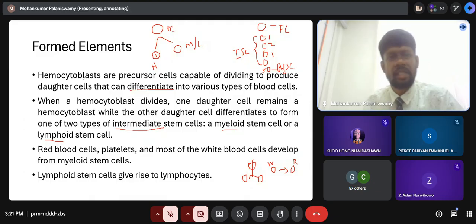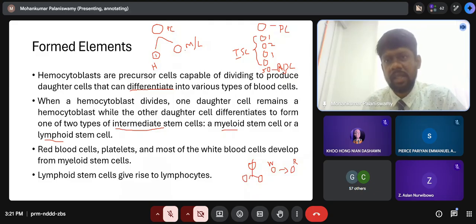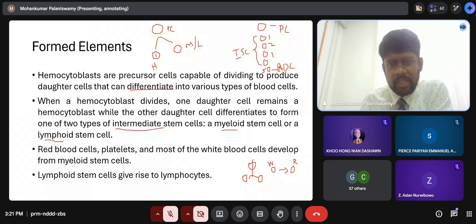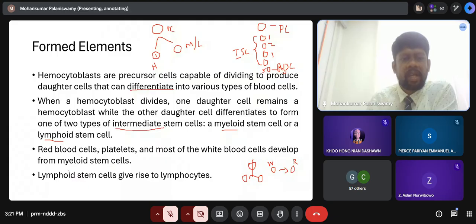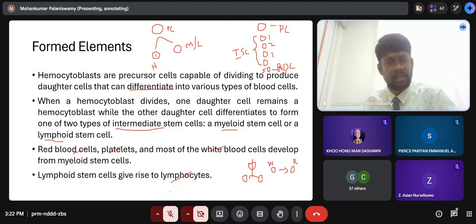So here, when the hemocytoblast divides, one daughter cell remains the hemocytoblast itself. The other daughter cell will be either the myeloid stem cell or the lymphoid stem cell. These two stem cells are again called intermediate stem cells. The red blood cells, platelets, and most of the white blood cells develop from the myeloid stem cell. Whereas the lymphoid stem cell is responsible for the production of lymphocytes. Is it clear?